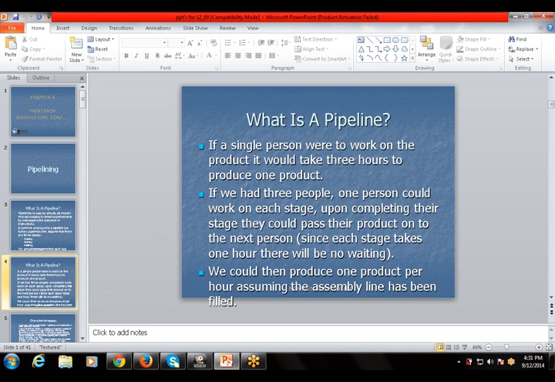Then the next point says we can produce one product per hour, assuming the assembly line has been filled. Assume that 3 persons are each assigned their tasks for 1 hour. So it takes 1 hour for completing the task. One person is doing the welding, one person is doing the painting, one person is doing the polishing.